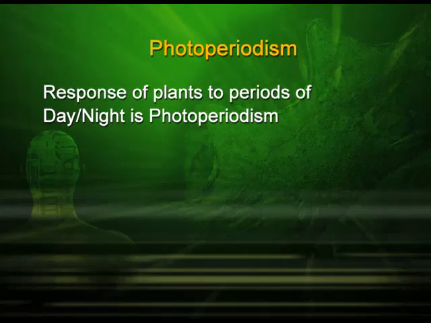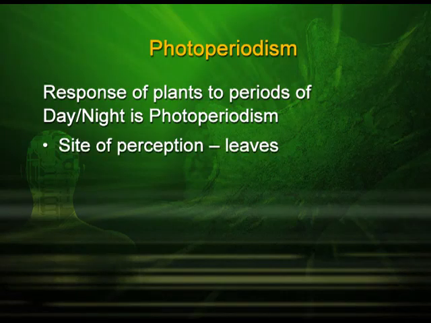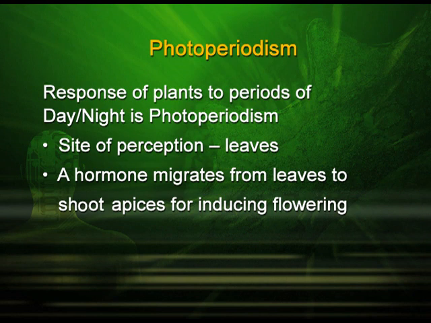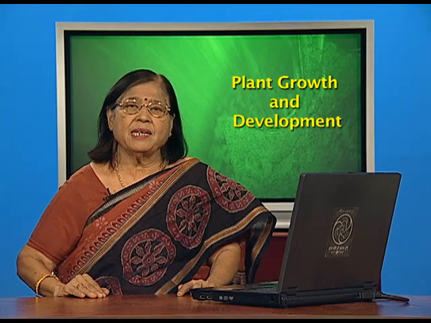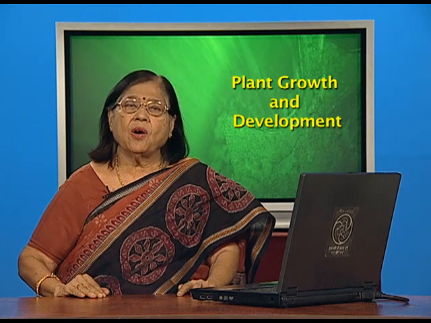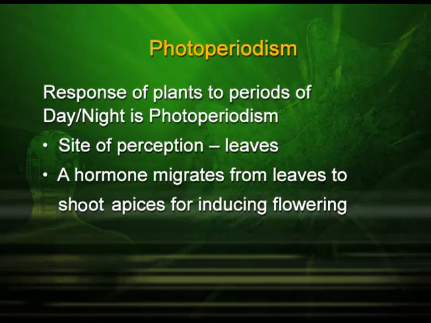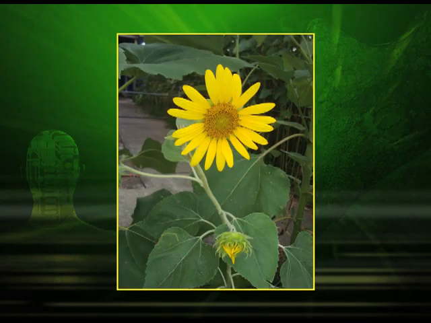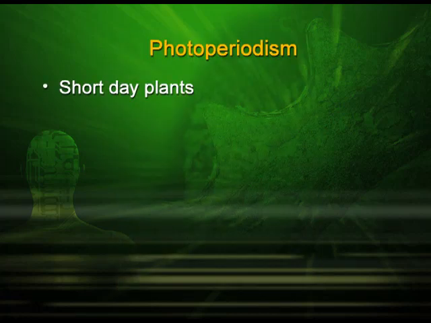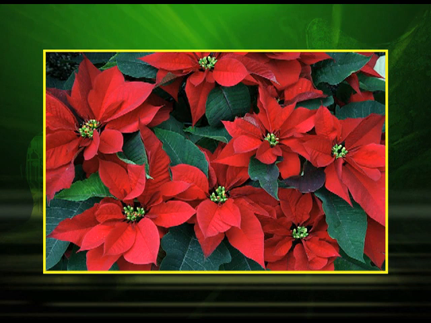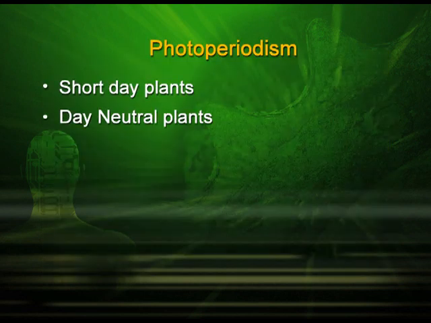So, we have understood that perception of light is by leaves, and this perception moves to other parts of the plant through a hormone which is produced by leaves, and it is moving to other parts of the plant giving the message that sunlight is there. On the basis of this, we can have different categories of plants, like long day plants, which are exposed to sunlight for long durations, short day plants, which are exposed to sunlight for short durations, and day neutral plants, which are not affected by the length of the day or length of the night.